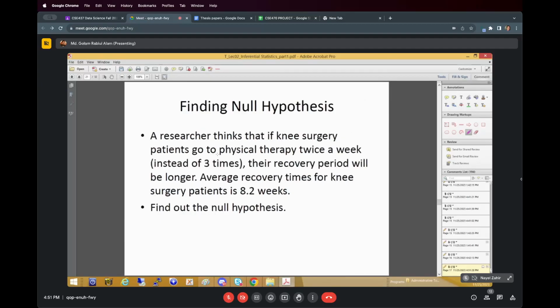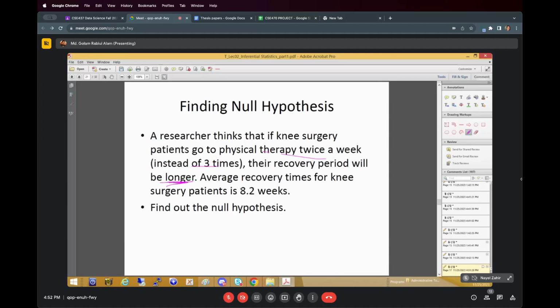Now the example is given: a researcher thinks that if a knee surgery patient goes to physical therapy twice a week, whereas currently they go thrice a week, 3 times a week, the recovery period will be longer. So this is a hypothesis: the recovery period will be longer.